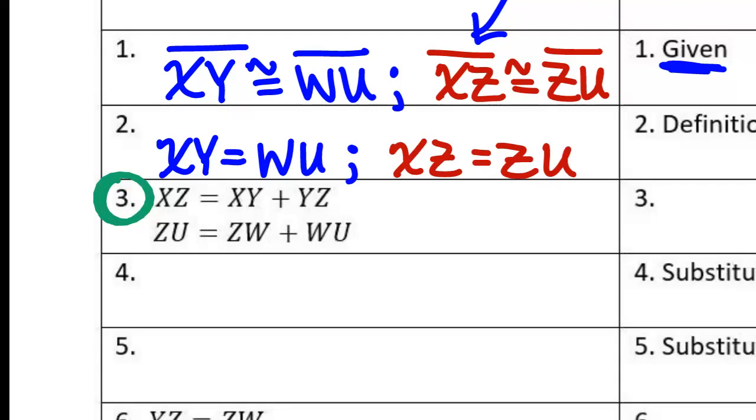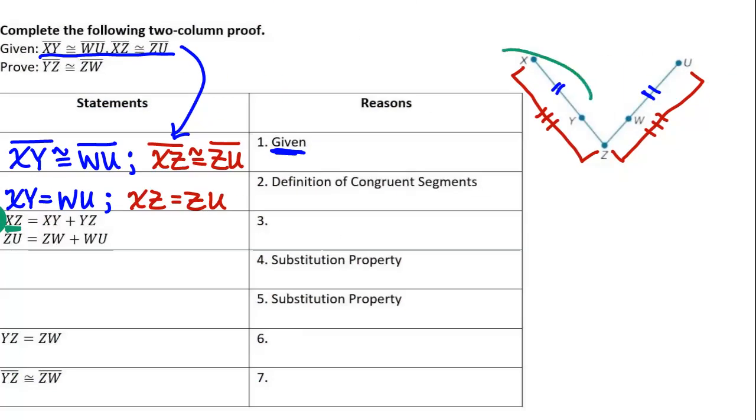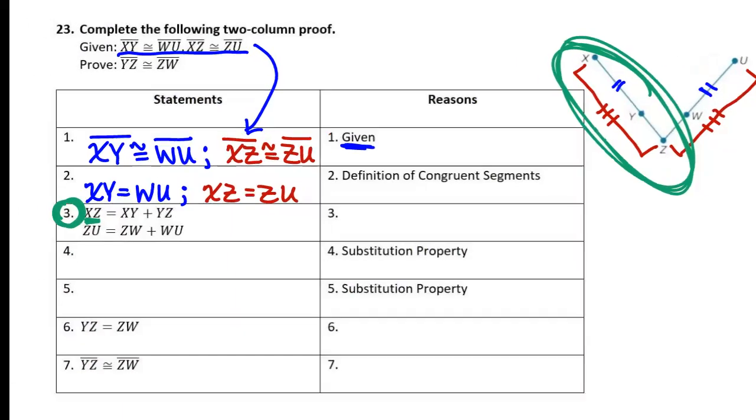Step number 3 isn't using anything that I did in steps 1 or 2. I'm getting this from looking at the picture. Why would I be able to say that XZ, this whole big long segment over here, that length is equal to the length of XY plus the length of YZ? Segment addition postulate.